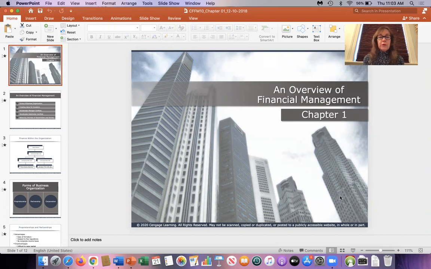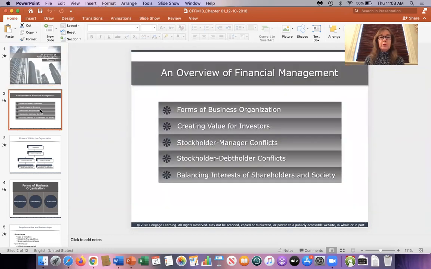All right, so let's start with a synopsis of chapter 1, which is an overview of financial management. So what we're going to be talking about in this chapter is the forms of organization. There's actually 3 forms of business organization. And we're going to talk about how value is created for investors, and then conflicts between shareholders, who are owners of the company, and managers, and conflicts between debt holders, meaning bondholders, and stockholders. And then finally, we're going to discuss, can a company behave ethically and still be profitable?